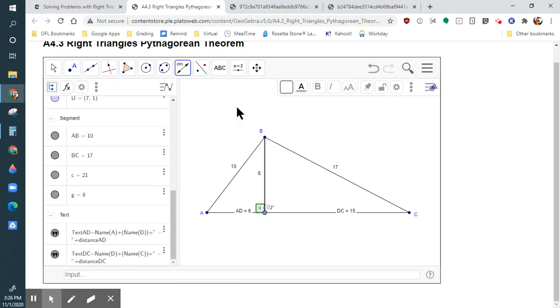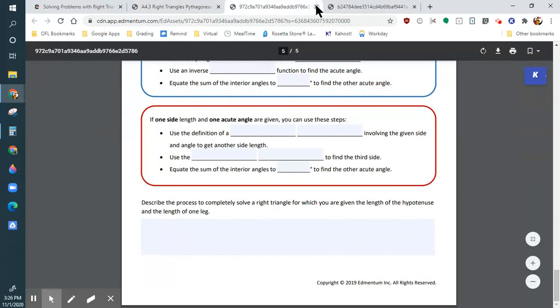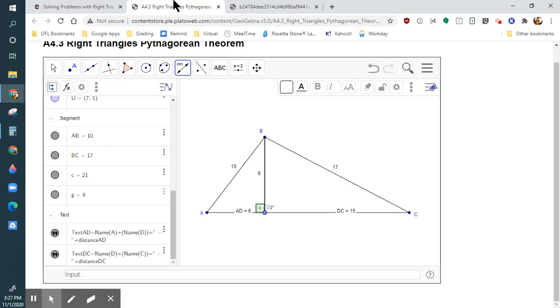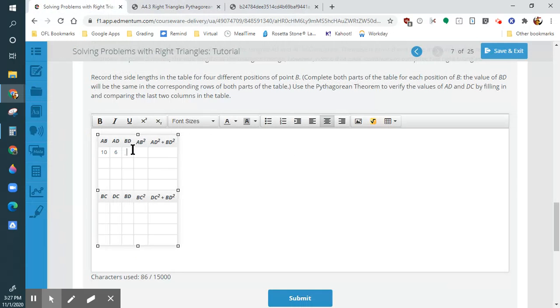Okay. So this will make everything a lot faster. Well, not necessarily calculate. We're literally just going to plug it in. So AD is 6. Didn't say I couldn't use the original one. BD is 8. So AB squared would be 100. Then that would be 36 plus 64, which is 100.